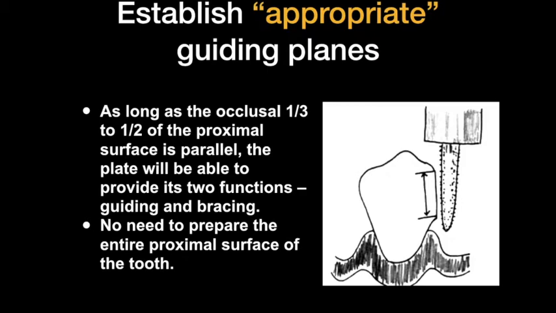And what's the dimension requirement for the guiding plane? As long as the occlusal 1/3 to 1/2 of a proximal surface is parallel, that will be available for the guiding plane. There's no need to prepare the entire proximal surface of the tooth to have an appropriate guiding plane. So just remember the number: the occlusal 1/3 to 1/2 of the proximal surface height is available.